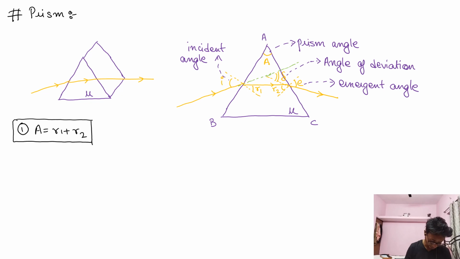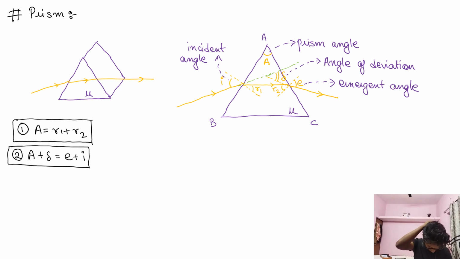Now what we are going to learn is the second rule of prism, or second relation between the angles of prism. A plus D is equal to E plus I. Or angle of prism plus angle of deviation is equal to angle of emergence plus angle of incidence. A plus D is equal to E plus I. The best way to remember is going in alphabetical order: A, B, C, D, E, F, G, H, I, and there is an equals to in between.